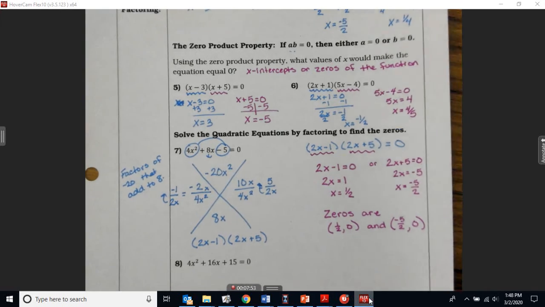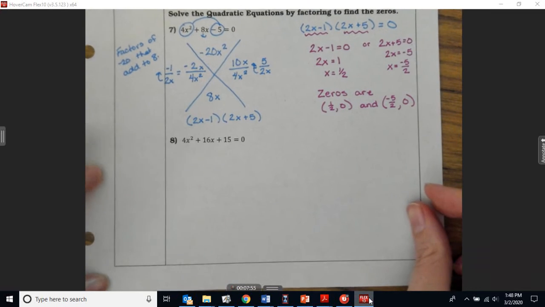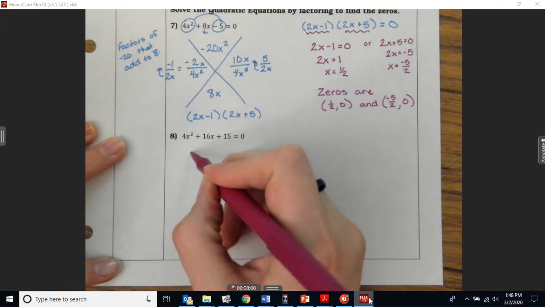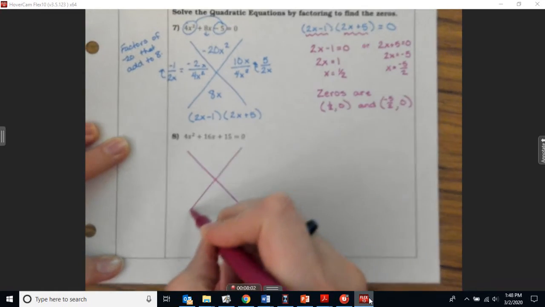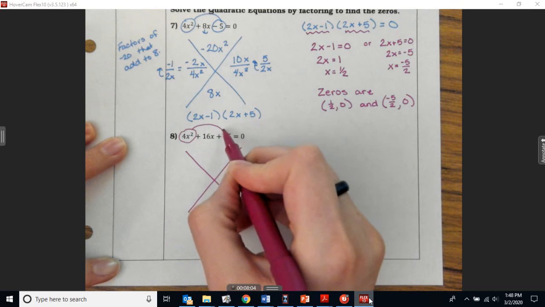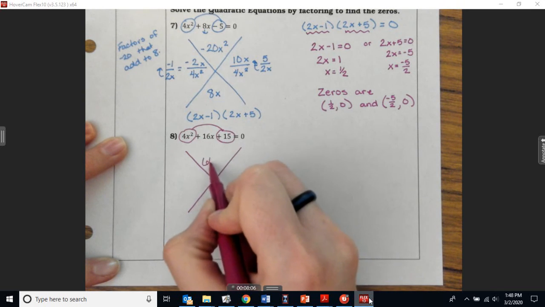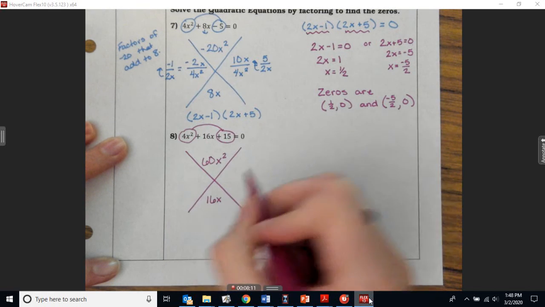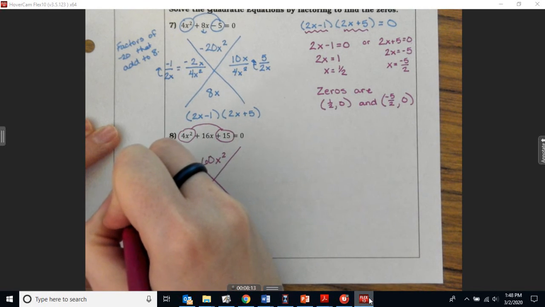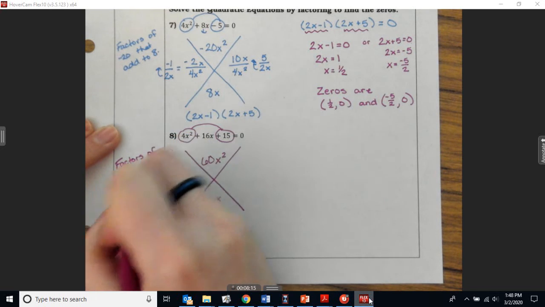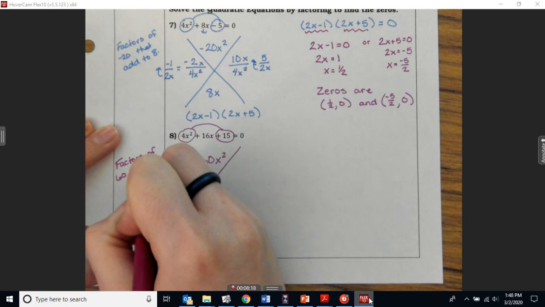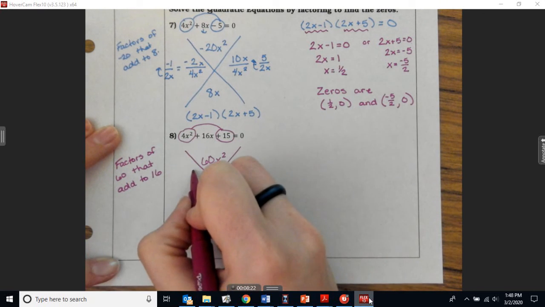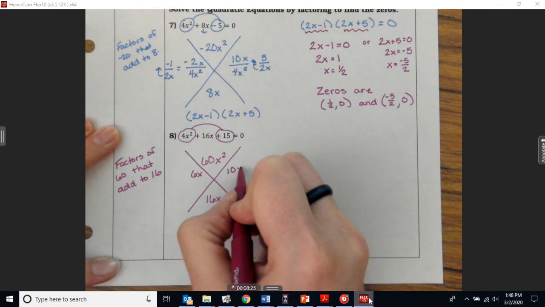Let's keep going. I got one more practice question. So I want to factor it and find the zeros. So draw your x, first term times last term, 60x squared. Bring the middle to the bottom. So I want factors of 60 that add to 16. So that would be 6x and 10x.